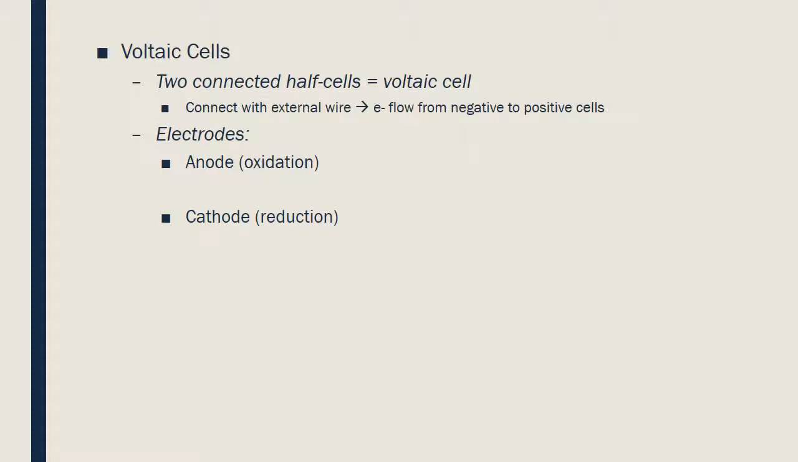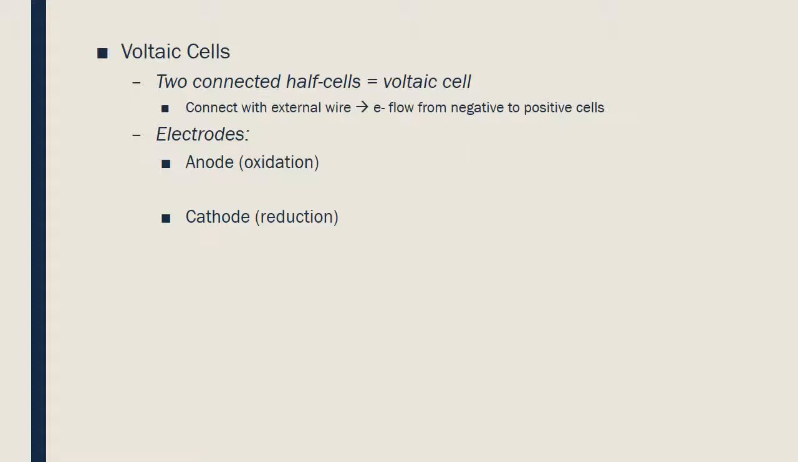So with voltaic cells, two connected half cells give you a full voltaic cell. A voltaic cell has to have at least two half cells. And as we mentioned before, they're connected with an external wire that allows the electrons to flow from the negative to the positive half cell. How we do that is through a process of electrodes. So you have two electrodes. One is going to be the anode and one is going to be the cathode.